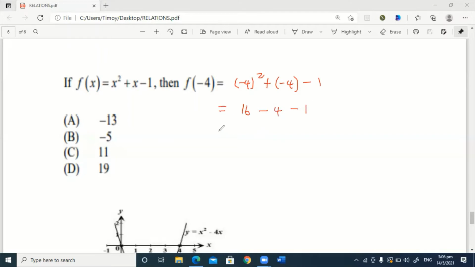All right. Then we're working the question from left to right. So we're going to do these two first. So 16 minus 4 is going to leave us with 12. Bring back down our minus sign here and put back our 1. So 12 minus 1 is going to leave us with 11. So we are therefore saying f of negative 4 is equal to 11. Which option is that? That's going to be C.